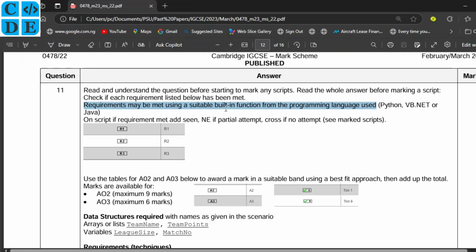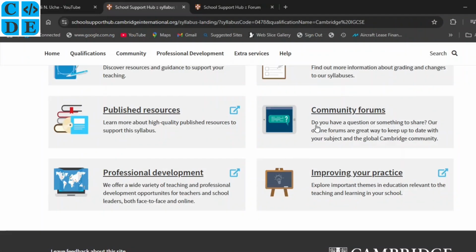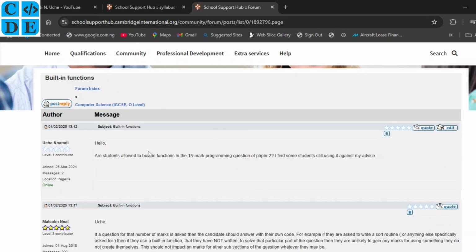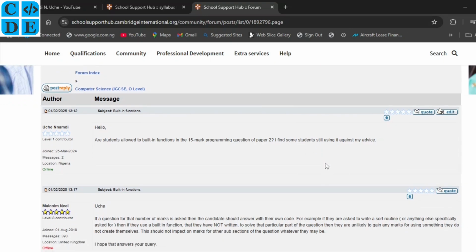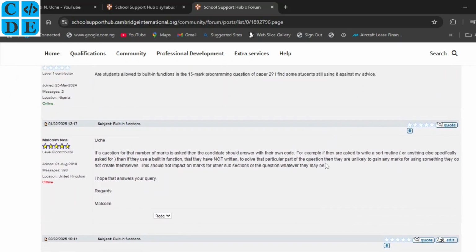So I decided to do some fact finding. I went to the school support hub to find out, and I went to the community forums and I put up a question. I asked, are students allowed to use built-in functions in the 50-mark programming question of paper 2? I find some students still using it against my advice. So this is the response I got, the first response.